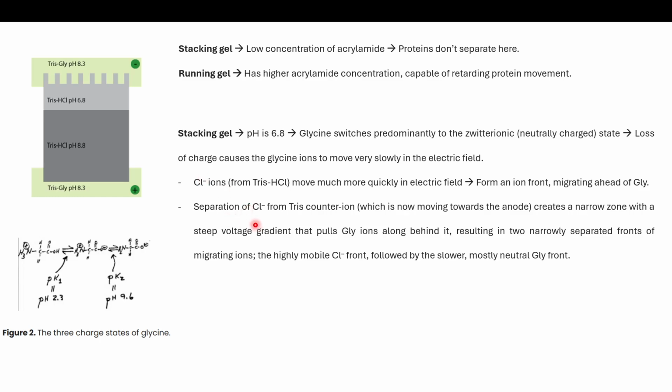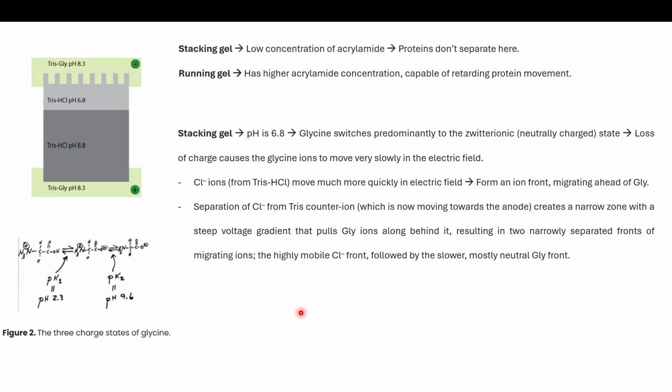and separation of chloride from Tris counter ion, which is now moving towards the anode, creates a narrow zone with steep voltage gradient that pulls the glycine ions along behind it, resulting in two narrow separated fronts of migrating ions. The very first one will be the highly mobile chloride front, followed by the neutrally charged glycine amino acid front.